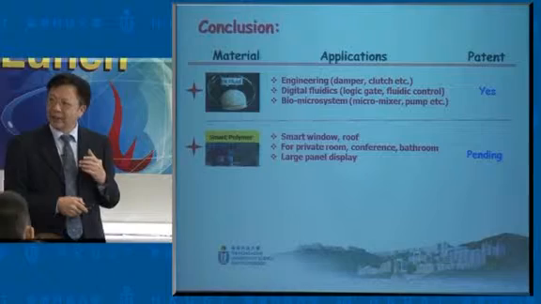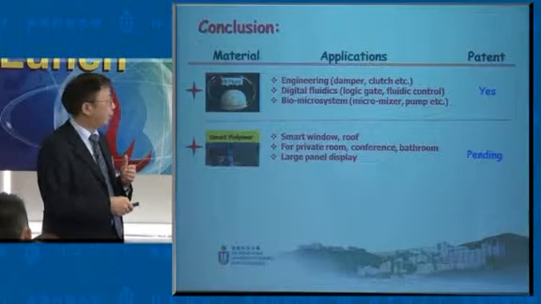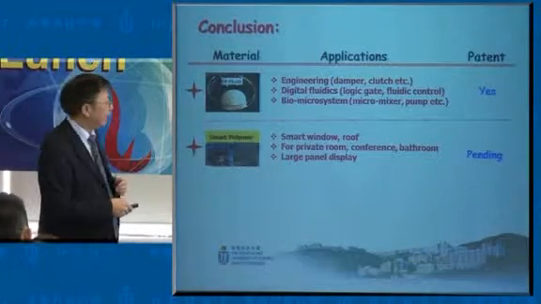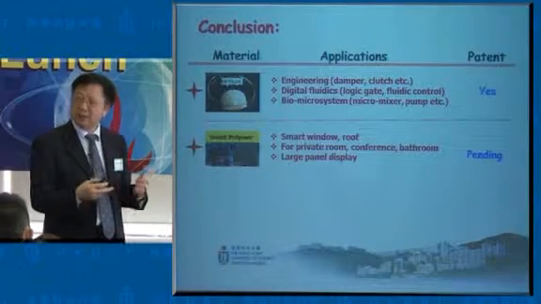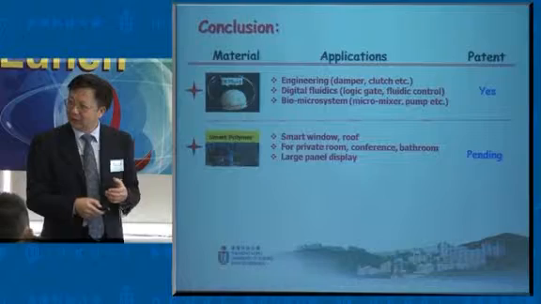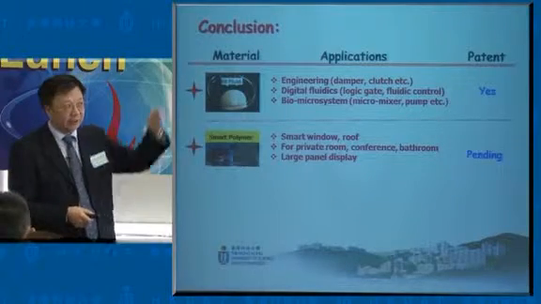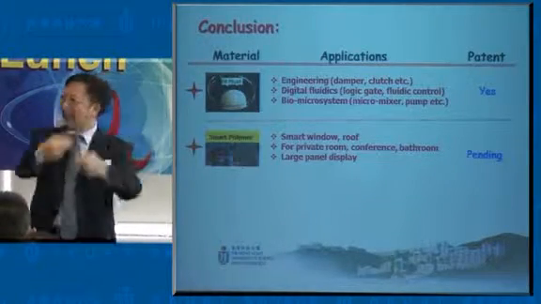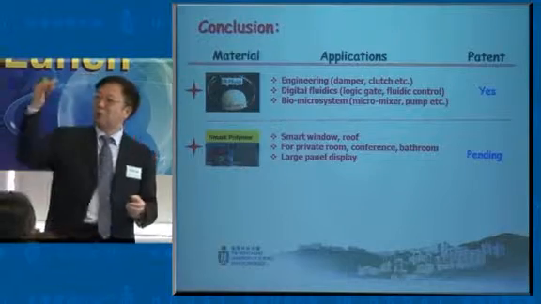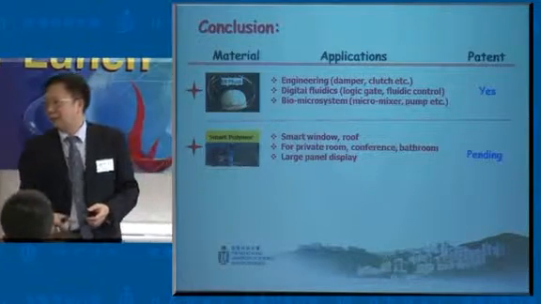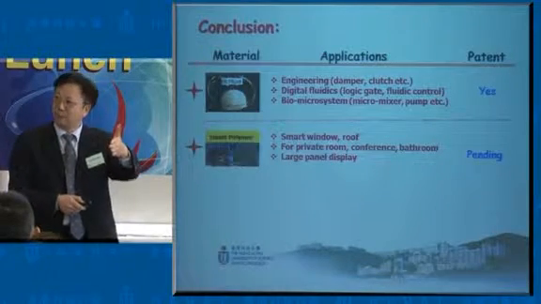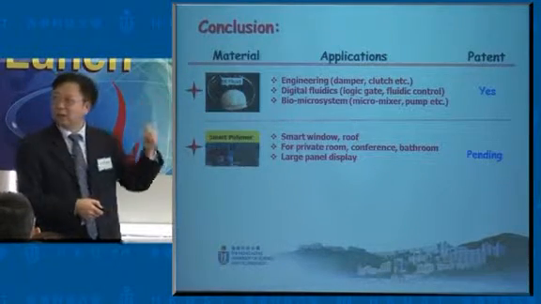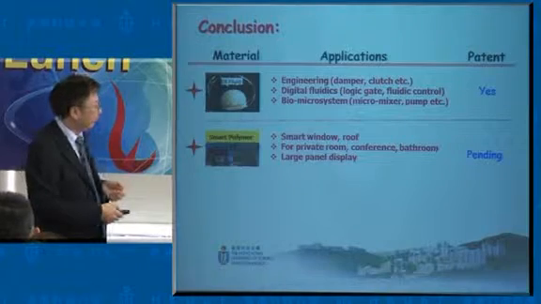So what are the applications? A smart window, a smart roof, and you can also construct a private room, a conference room, and then a bathroom. That's because in some hotels the bathroom window is glass. But you have to close your bathroom, otherwise some guys will watch you, right? That's a problem. However, you can change your bathroom windows. You just turn on your electric field or voltage.